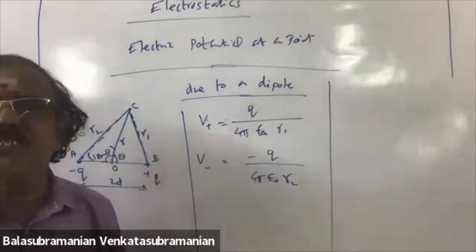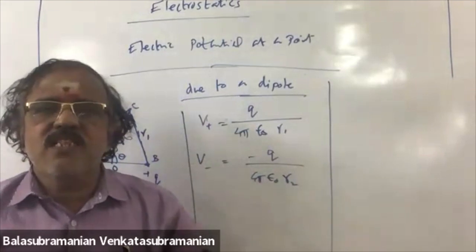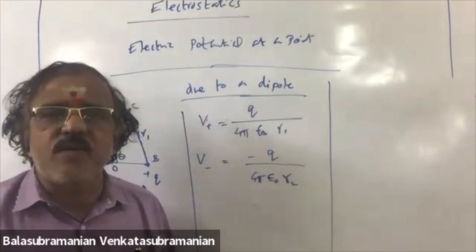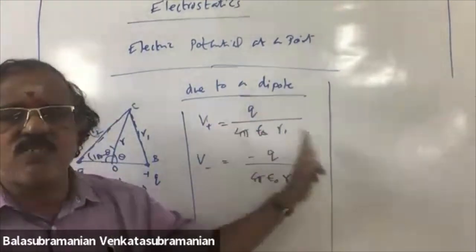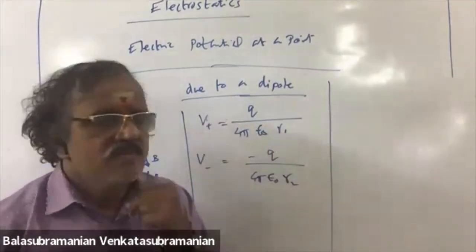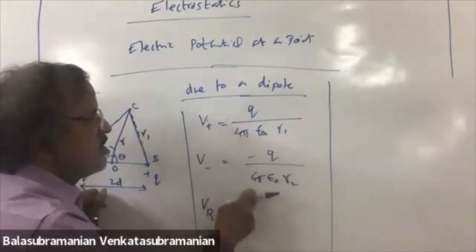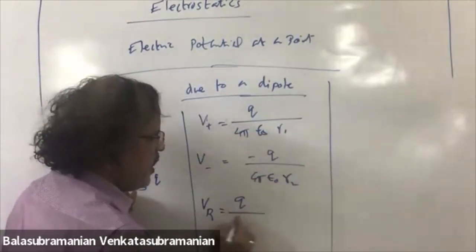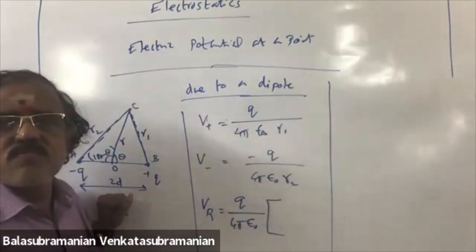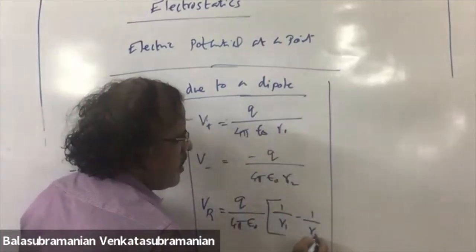Why are you putting the minus sign, sir? It is a scalar. Potential is nothing but work done, and work done is a scalar quantity. Scalar quantity means for plus Q you take plus, for minus Q you take minus, because there is no direction. So the resultant potential V is these two added. Q by 4 pi epsilon naught is common. Take it out: 1 by R1 minus 1 by R2.